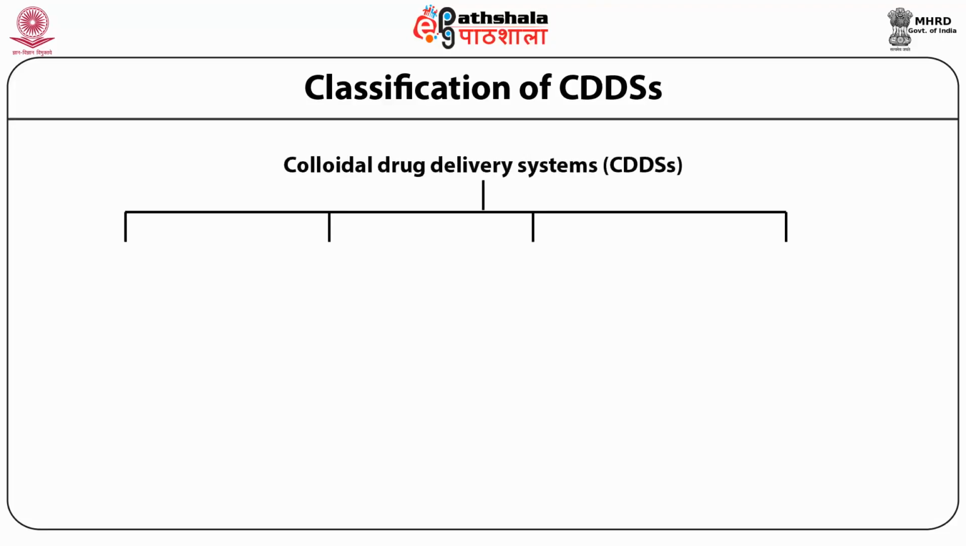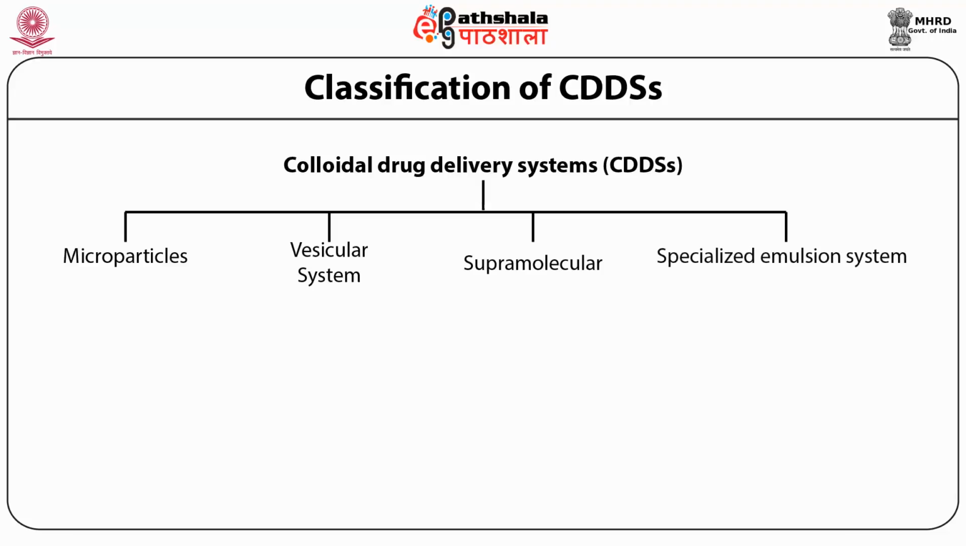Classification of colloidal carrier systems. These systems can be mainly classified as microparticulate systems, vesicular systems, supramolecular systems and specialized emulsion systems. The detailed classification you can see in the figure. In addition to these systems, resealed erythrocytes, antibodies, leukocytes, products, hydrogel-based nanoparticles, carbon nanotubes, mesoporous silica nanoparticles, and solid-lipid nanoparticles also act as colloidal drug delivery systems. Most of the CDCs can be delivered to various target sites in the body.